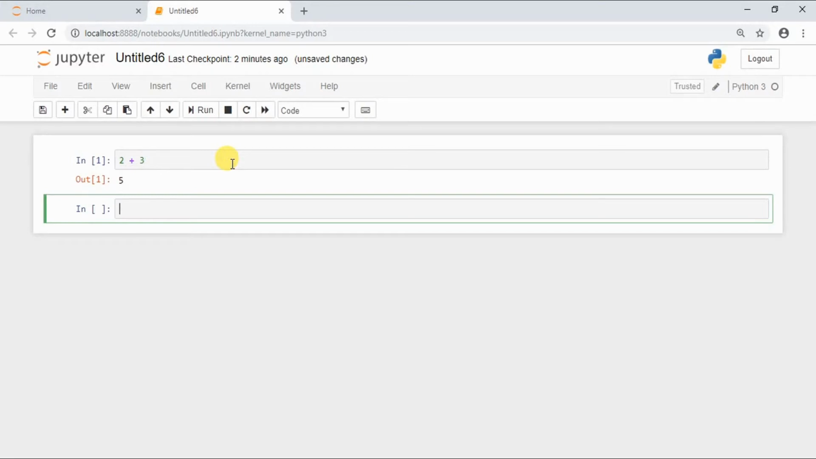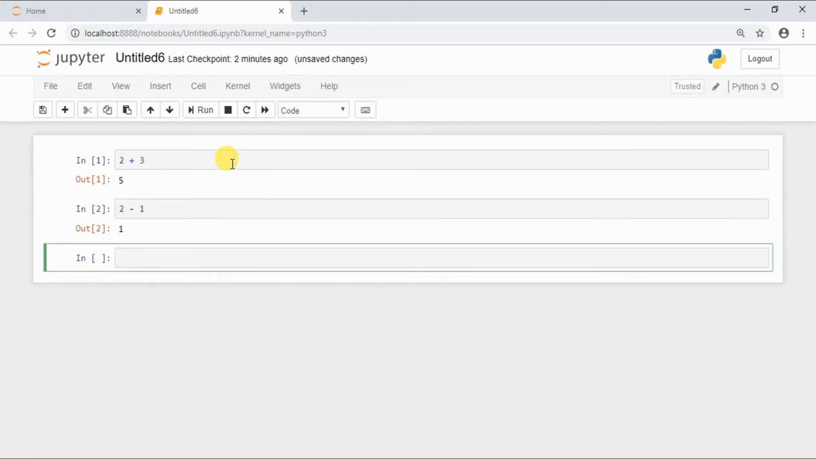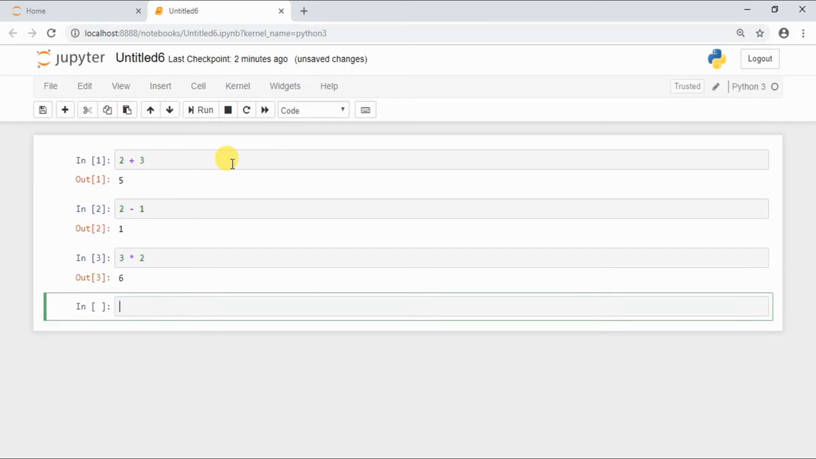So let's do the subtraction. What is the sign for it? 2 minus 1, it's 1. So minus we are using for subtraction. 3 into 2, that is 6. So star we are using for multiplication.